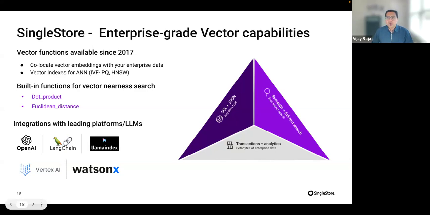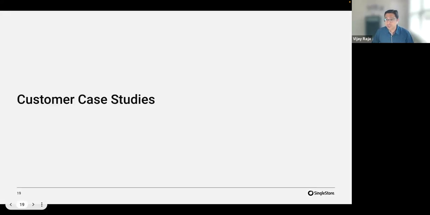Okay, so enough of SingleStore. I want to just leave you with a couple of quick customer use cases, and then I'm going to hand this over to Akmal to actually show you a demo. Okay, so I want to talk about a couple of case studies.